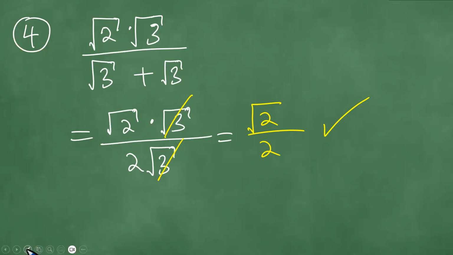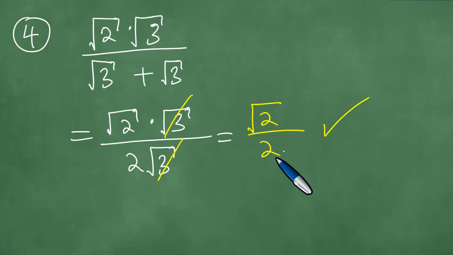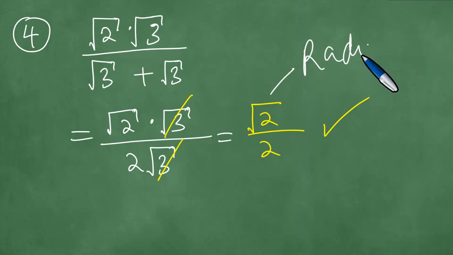Okay, let's look at the next one. Don't we go further than that? That's a good question. Can you go further than that? It's not necessary to go further, because one should always make sure the denominator is a whole number. So it is a whole number. The top can be a radical or a surd. We have no problem with that.